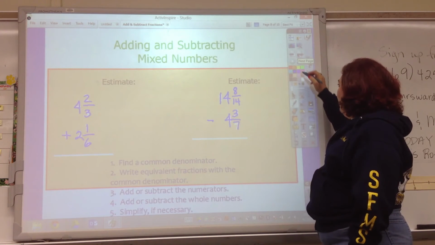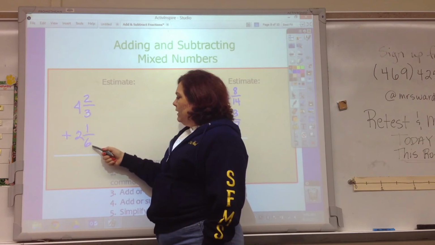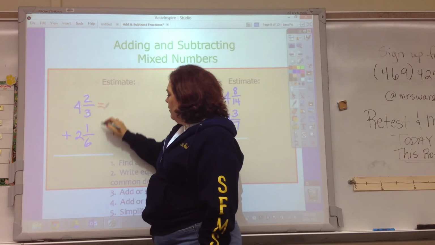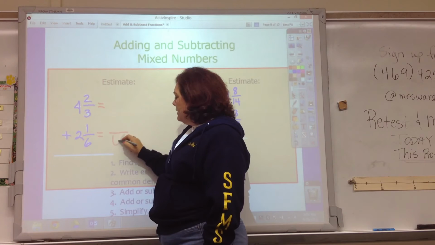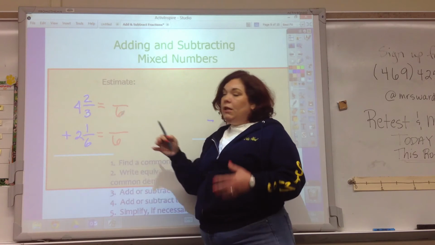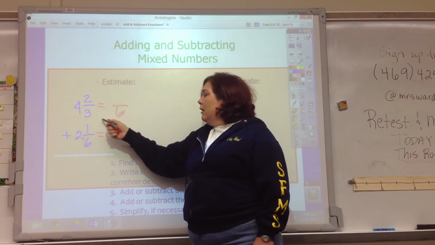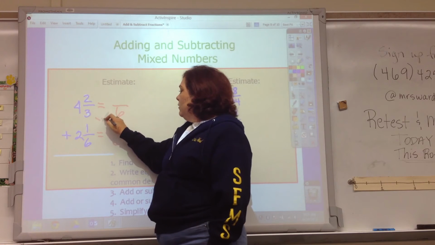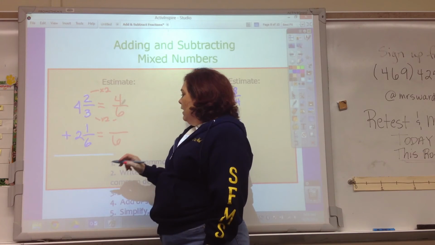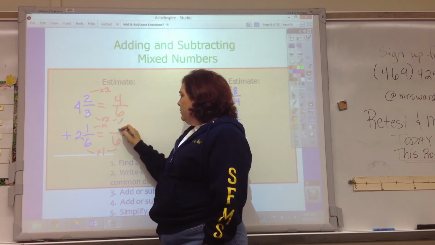So I have 4 2/3 plus 2 1/6. Well, my first step is to find the common denominator, and I look at 3 and 6, and I go, okay, that's easy, it's 6. And I'm just looking at the fractions right now. So now I'm going to make equivalents. 3 times what is 6? 3 times 2, and 2 times 2 is 4. And then 6 times 1 is 6, 1 times 1 is 1.